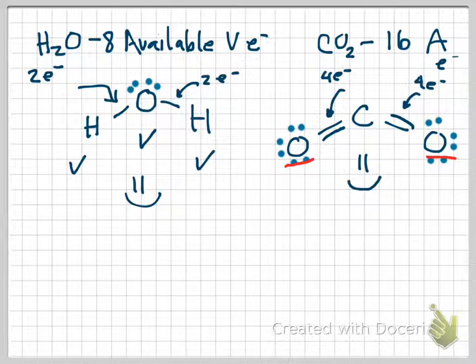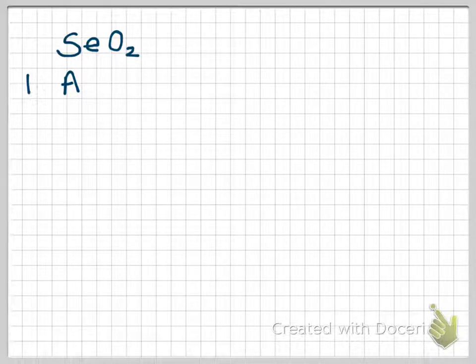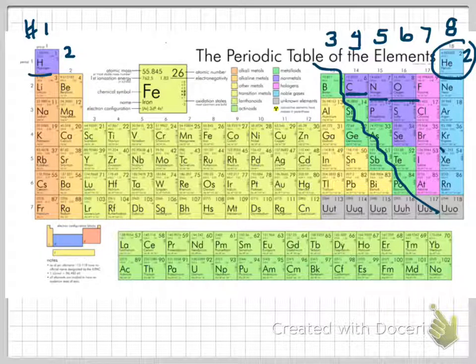I'm going to do one last example from start to finish. So we have selenium dioxide. So the first step is to calculate the available electrons. We may not know right off the top of our head where selenium is on the periodic table. So let's go back. Here we are back on the periodic table, and then we can find selenium. Selenium is in the column I identified as 6, and so it has 6 valence electrons.